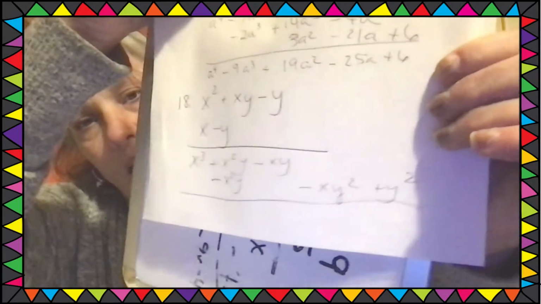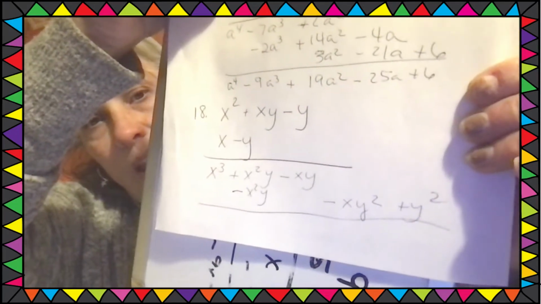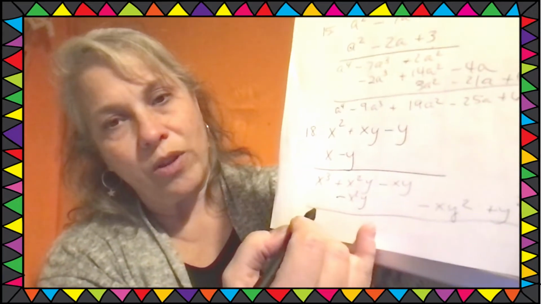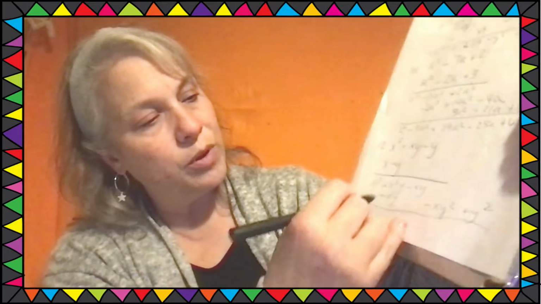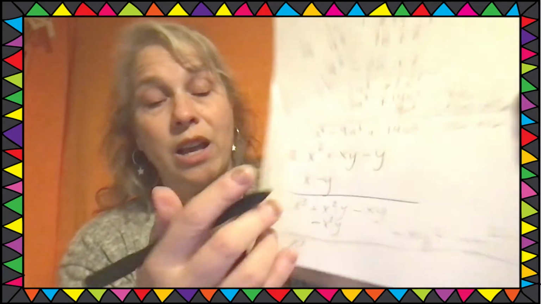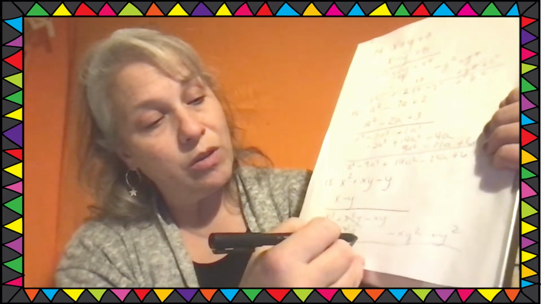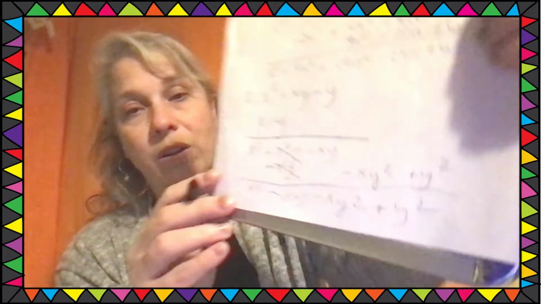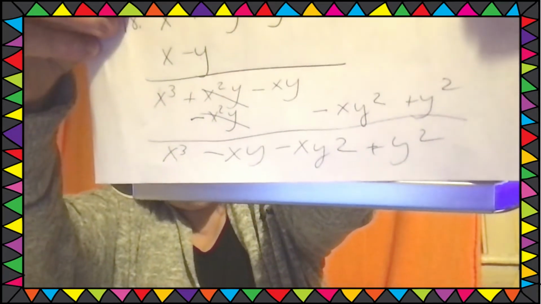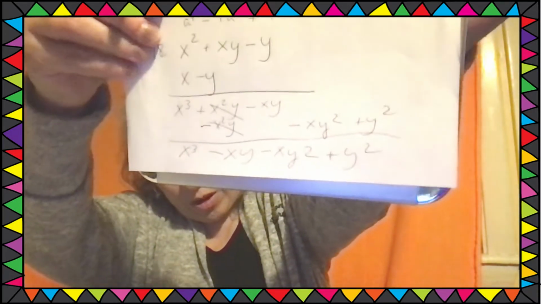So that's what we have so far. Now we are going to combine like terms. So x cubed, there are no other x cubed, so x cubed. A positive and a negative x squared y would cancel those to 0. Minus xy, minus xy squared, plus y squared. And that is my final answer. Okay, so that is number 18.